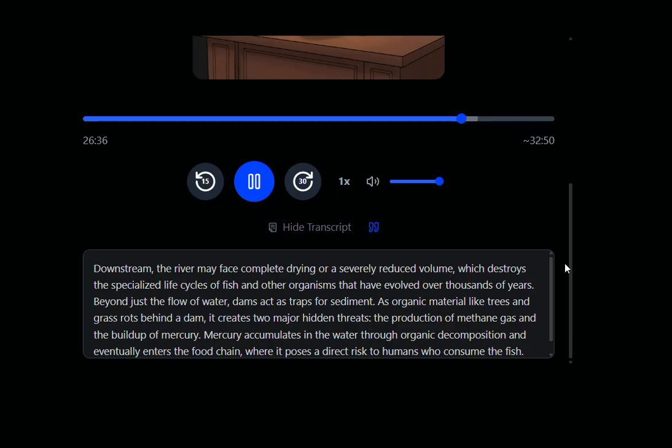Beyond just the flow of water, dams act as traps for sediment. As organic material like trees and grass rots behind a dam, it creates two major hidden threats: the production of methane gas and the buildup of mercury. Mercury accumulates in the water through organic decomposition and eventually enters the food chain, where it poses a direct risk to humans who consume the fish.